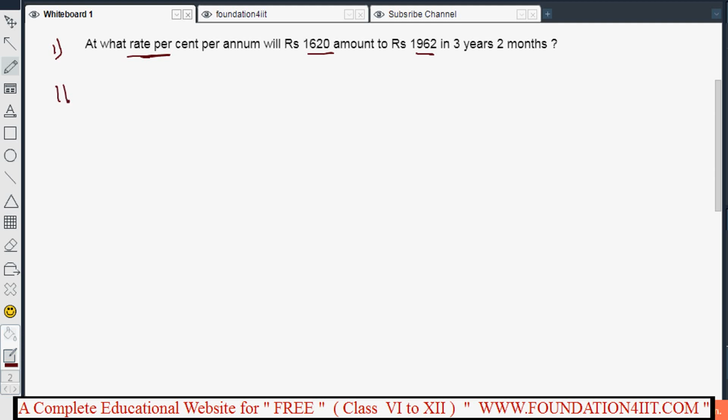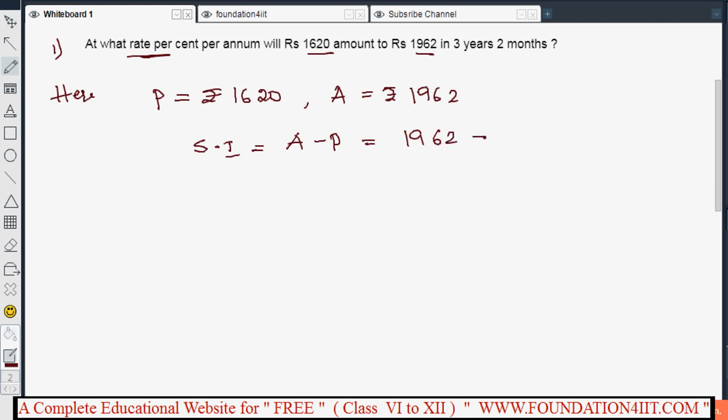Okay, here the given data: first, principal, that is P, is equal to 1620, and amount is equal to rupees 1962. If we know principal and amount, we can find out the simple interest. Simple interest formula is A minus P, that is amount minus principal. That is 1962 minus 1620. Now if you subtract both, we get the simple interest. That is 342. 342 is the simple interest.